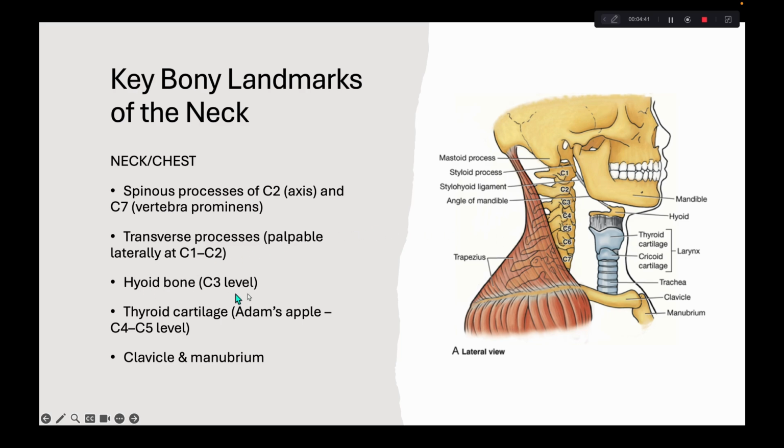Then we have your hyoid bone. Over here is the hyoid, right under the mandible. It's usually around the C3 level. This is the general area where the Adam's apple would be on some people, a little bit lower here. Then we have your thyroid cartilage. That is the Adam's apple right here, the thyroid. And then last but not least, we have clavicle and manubrium. The manubrium is the top of the sternum, and then the clavicle where it connects.